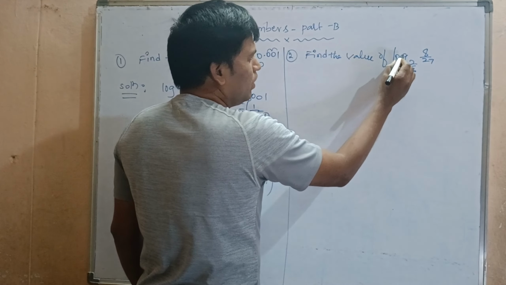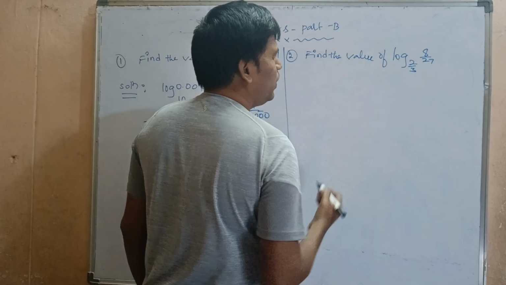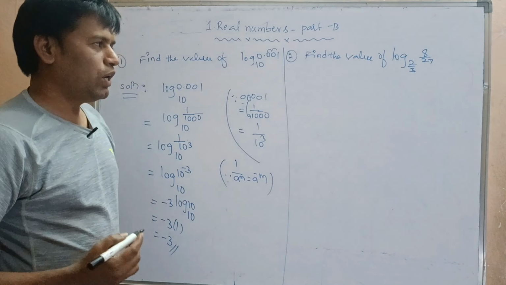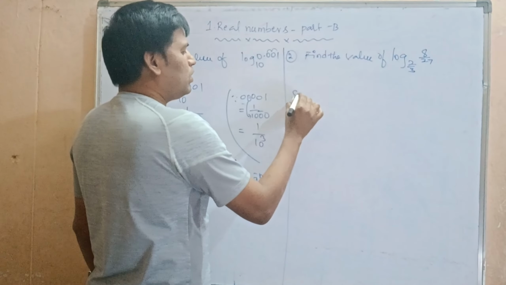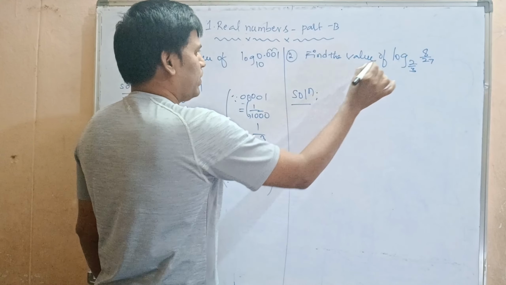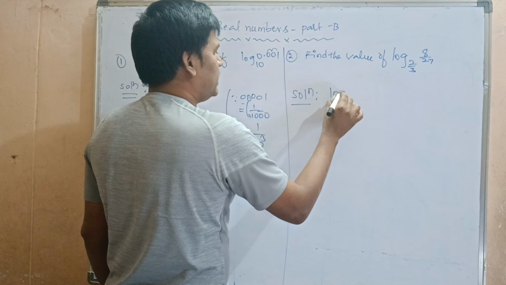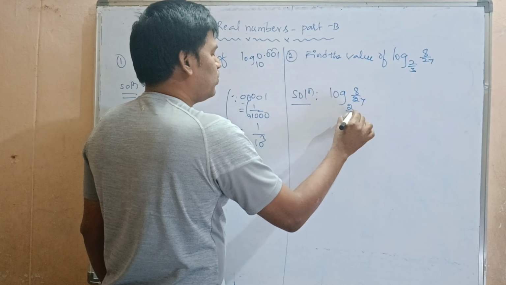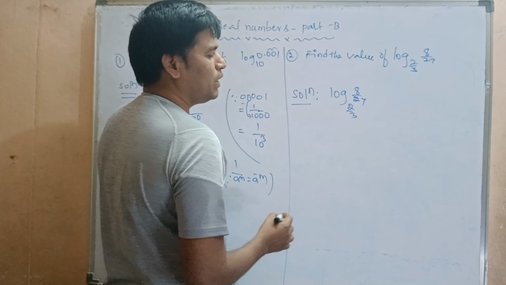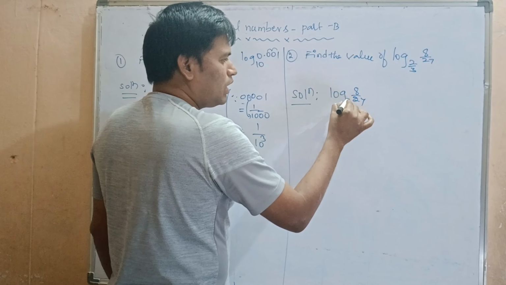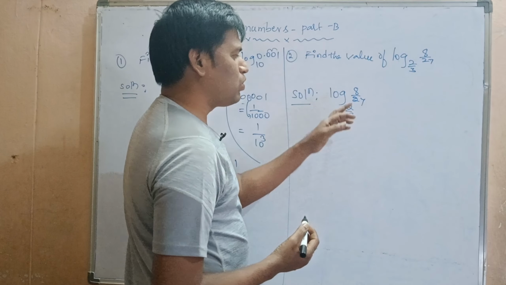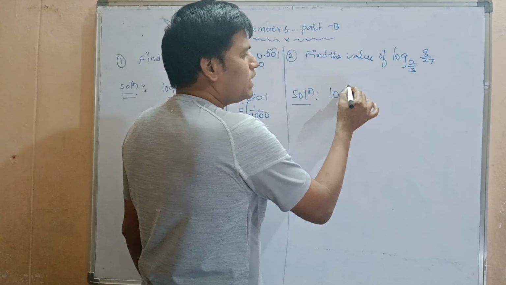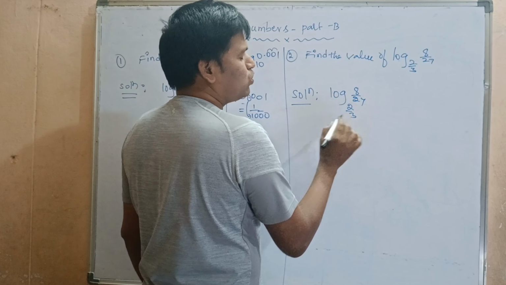Find the value of log 8/27 base 2/3. Now you can observe here. Your solution is: first, write the given value as it is, log 8/27 base 2/3. Here 2/3 is the base, and the log value is 8/27. This 8/27 you can convert into 2/3 form.